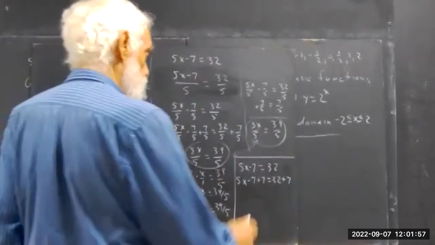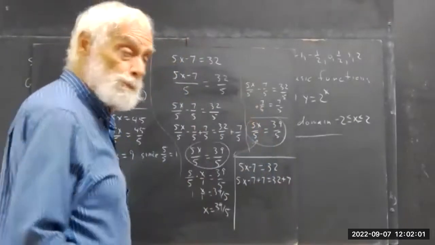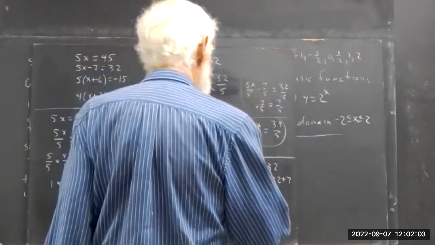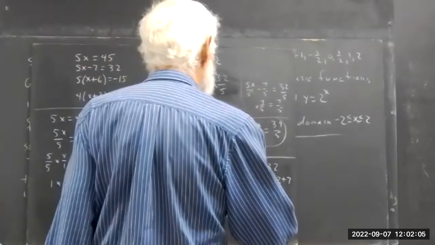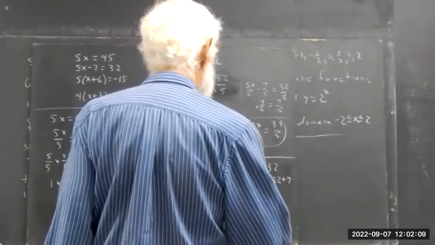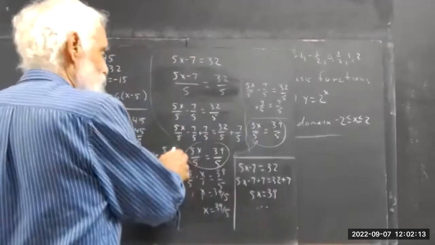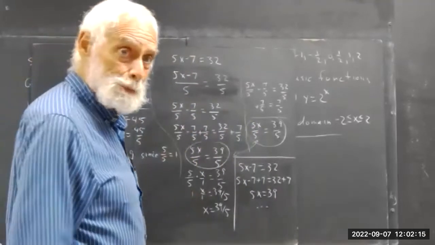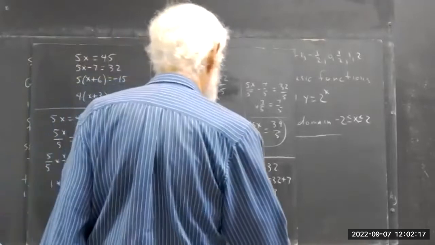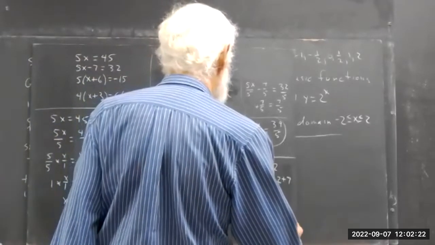And add 7 to both sides. Write the steps out this way or this way. Then you get 5x equals 39. And then three dots indicating steps like this. Can we divide by 5 and simplify another thing? But that tells you that x is 39 over 5.